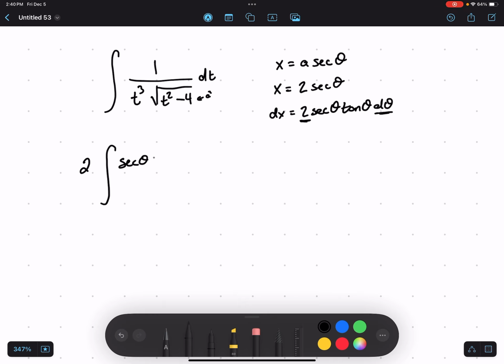So we've got secant theta, tangent theta, and I'll pop the d theta off to the side there so we've got some room. And now we've got our x, which is t, and we're going to cube it. So we've got 2 secant theta. So that will be 8 secant cubed theta times the square root of our x again, t squared minus 4, which is 4 secant squared theta minus 4.